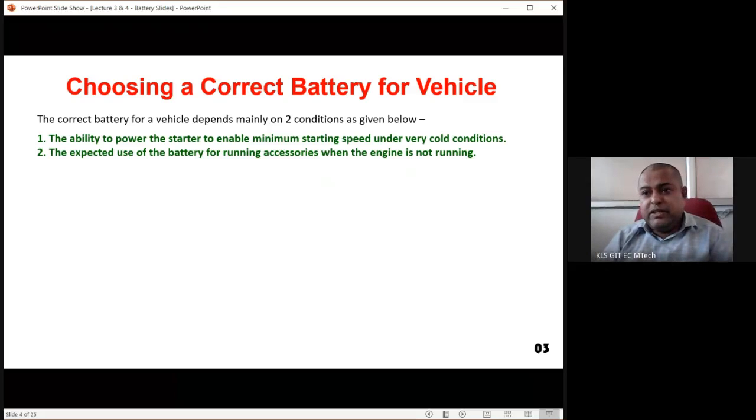There will be a lot of points, so be very careful about the header of the slides and then the discussion: choosing a correct battery for a vehicle. Okay, so what are the conditions? These are the small questions that will be asked during your IA as a quiz. So please prepare the slides well.